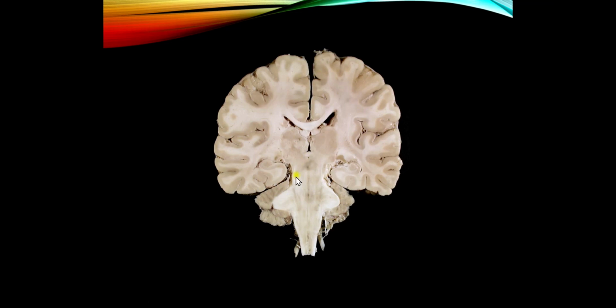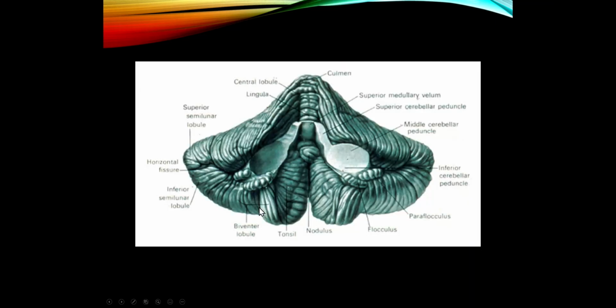All right, this is a cut through the pons to show you the very large middle cerebellar peduncle, which connects the pons with the cerebellum. And so actually the cerebellum communicates with the midbrain, pons, and medulla. So the largest connection is that middle cerebellar peduncle, but there is also a superior and an inferior cerebellar peduncle as well.